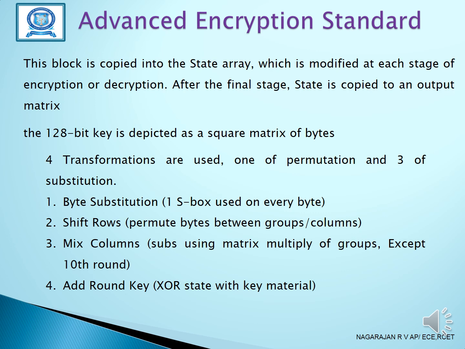We have 4 transformations used in the AES algorithm, one of permutation and 3 of substitution. First one is byte substitution, where one S box is used on every byte. Second one is shift rows, which permutes bytes between groups and columns. Third one is mix columns, which substitutes using matrix multiplies of groups, except in the 10th round. And finally there is the add round key, which XORs the state with the key material.